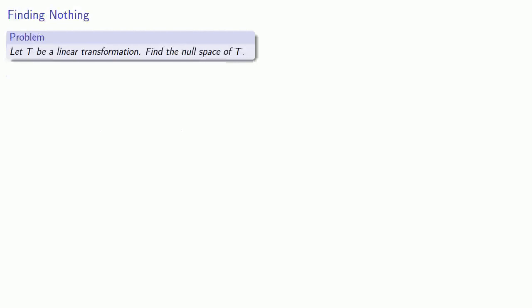The null space of T is usually designated null T or ker T. So let's think about this as a problem to be solved. Suppose I have a linear transformation. How can I find the null space of that transformation?